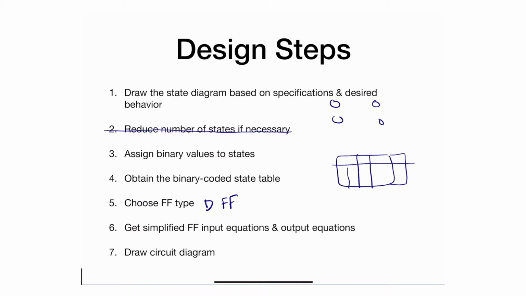And then after that, you just have to figure out the input equations for the flip-flops and the output equations. Basically, you figure out what the D inputs are, to get the state equations. Once you figure out what the state equations are, you can figure out the whole circuit, draw the diagram, and you have a full implementation.